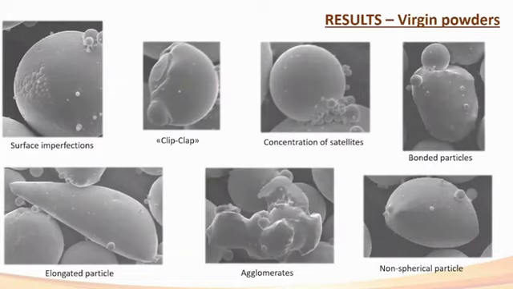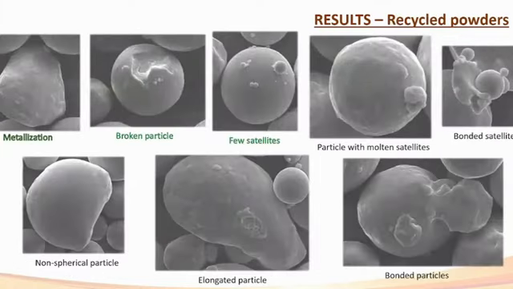Here there are all other defects which are present in the virgin powder, and they are due to the atomization process. For the recycled powder, in addition, we also have some broken particles due to the sieving procedure and some other defects which are due to the temperature condition inside the EBM chamber.